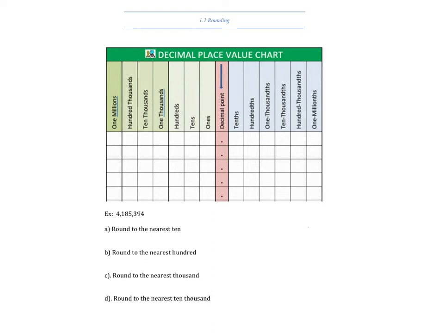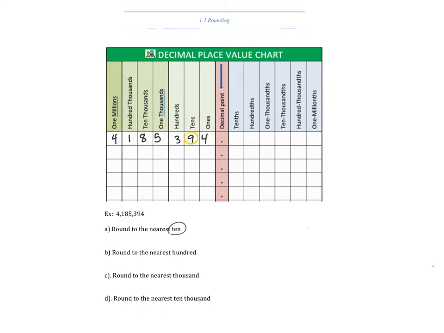Okay, we're going to do some rounding. So the first example, I have 4,185,394. If I need to round to the nearest 10 place, I go and look at my tens. This number is either going to stay the same or it's going to go up.